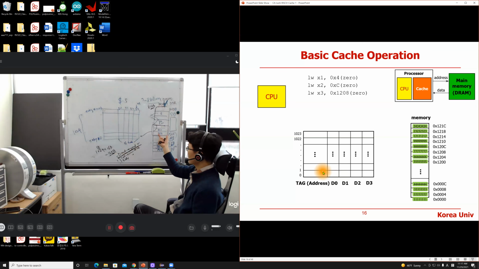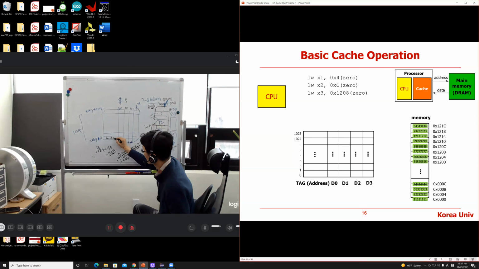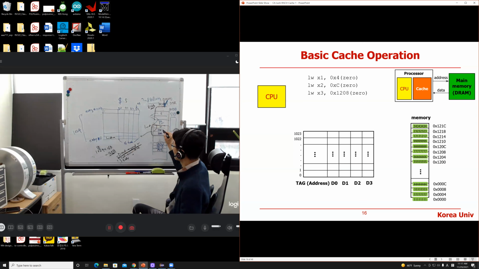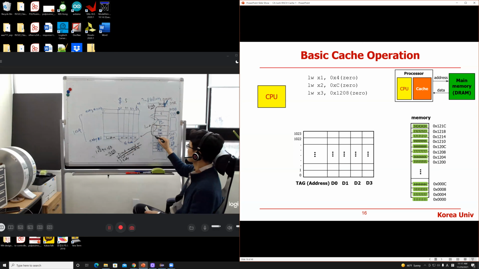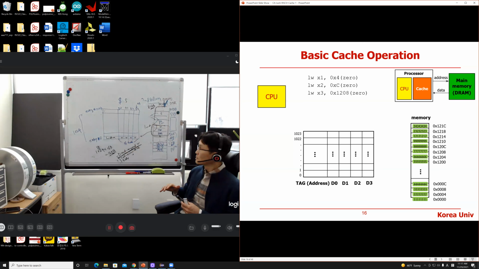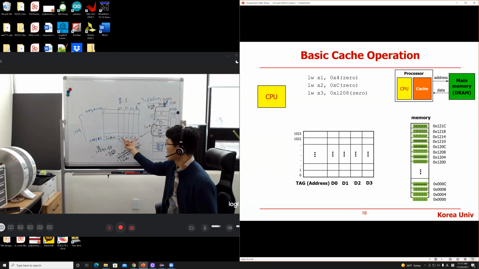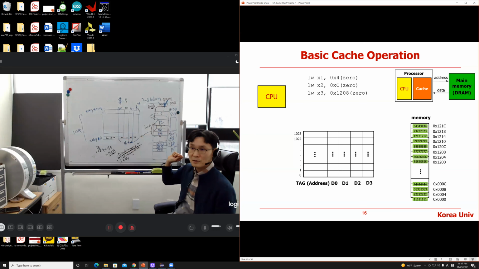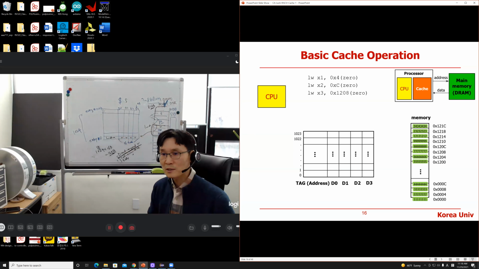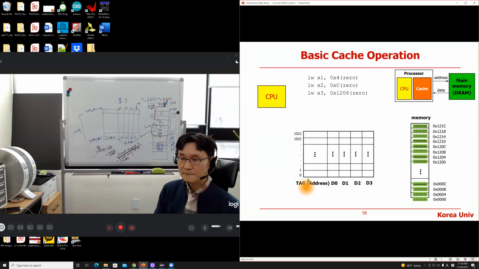Then you have to record location information, right? What location? This address. Which location in main memory the data is located. Location, and also data. This data came from that memory location. So cache is holding that information. So that is called tag, right? Tag information, tag and data.